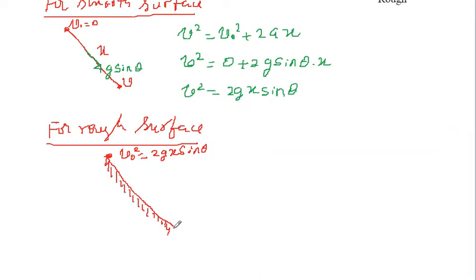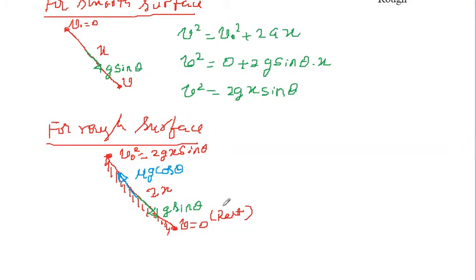By the time when the particle reaches the bottommost point, the speed is 0. It will come to rest. So this distance is 2x. Now you should be careful because there are two kinds of acceleration. One is as usual the downward acceleration due to gravity, that is g sine theta, and another one is due to the friction that is acting upward along this direction. This will be mu g cos theta.